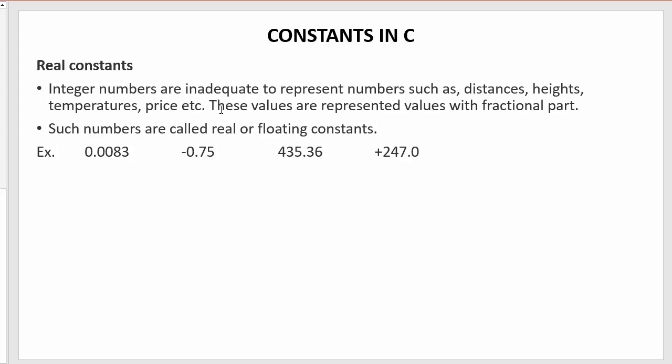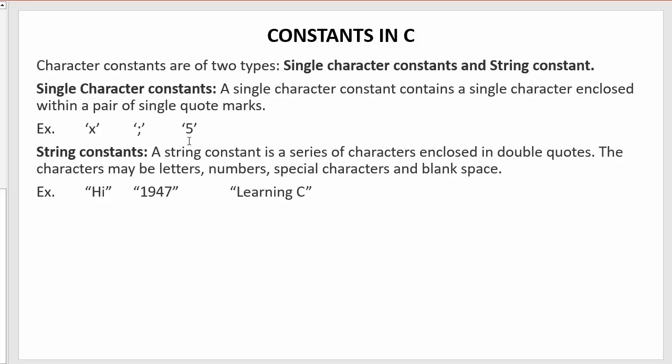To represent such requirements in our program, we use real constants, which allow us to represent the data in decimal, fractional form. These values are represented with a fractional part. Such numbers are called real or floating constants, like 0.0083, minus 0.75, 435.36. Any number with a decimal value comes under real constants. Now let us move ahead to discuss the second category of constants, which is character constants.